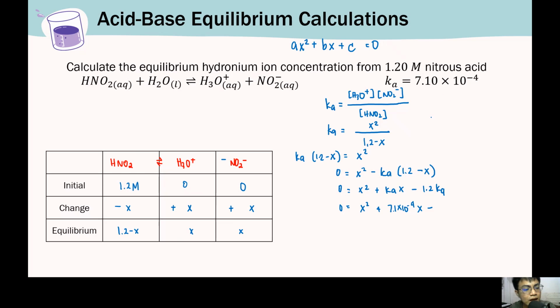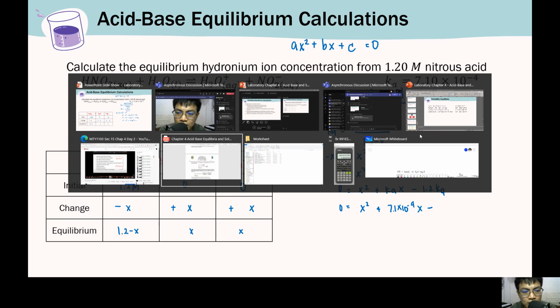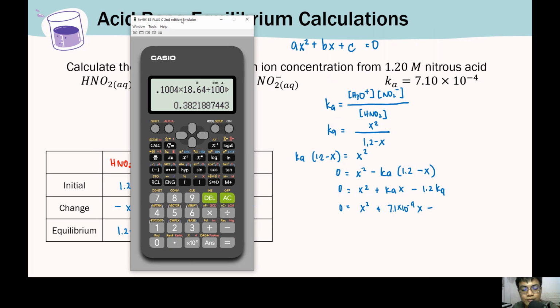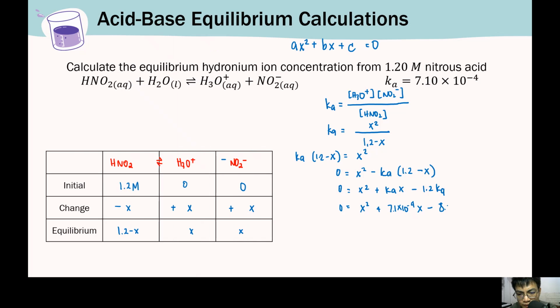Okay, so 1.2 times the Ka, I don't know, so let's use the calculator. So 1.2 times 7.1 times 10 raised to negative 4. Okay, so that's 8.52 times 10 raised to negative 4. And now you have this equation here.